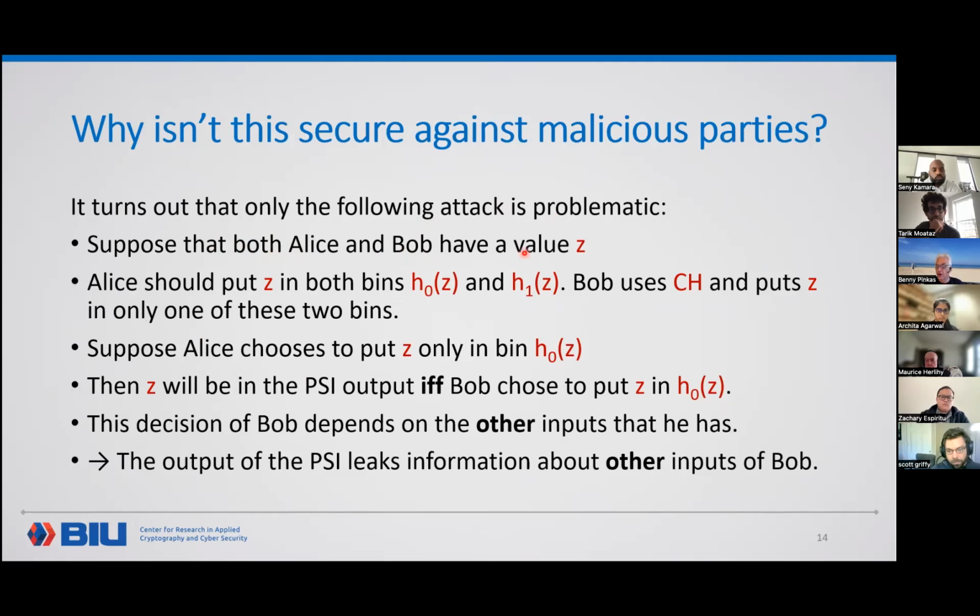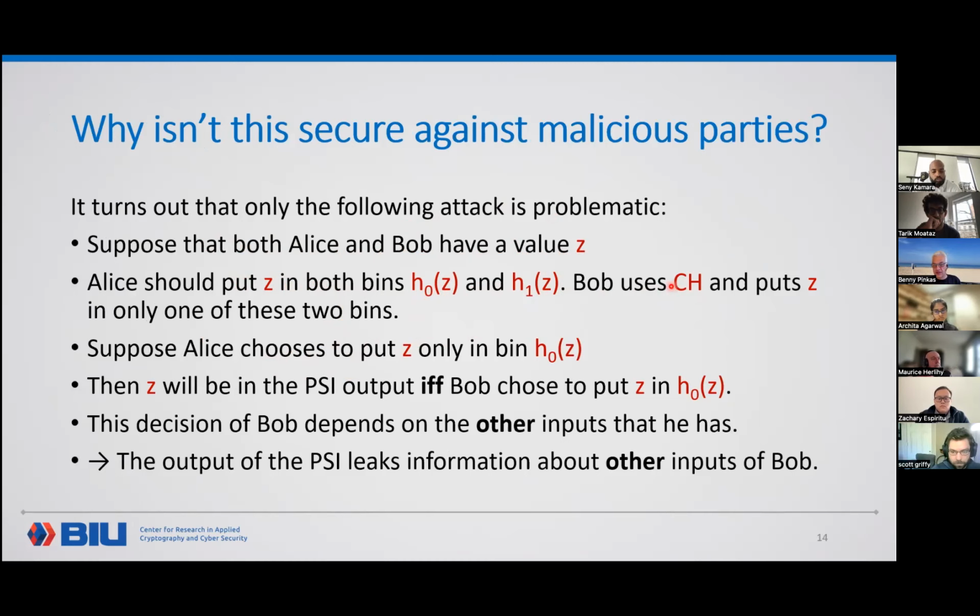Suppose that both Alice and Bob have a value z. Alice should put z in both bins to which it is mapped, both h0 of z and h1 of z. And Bob uses cuckoo hashing, so it puts z in only one of these two bins. Now, suppose Alice is malicious, so she chooses to put z in only one of the two bins, not in both of them, but only one of them.